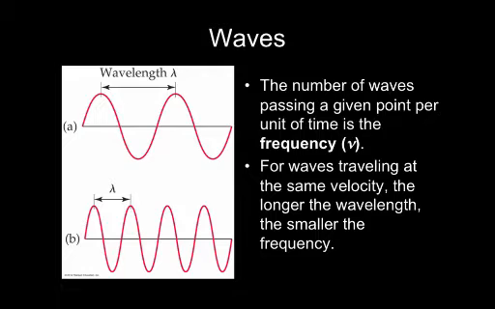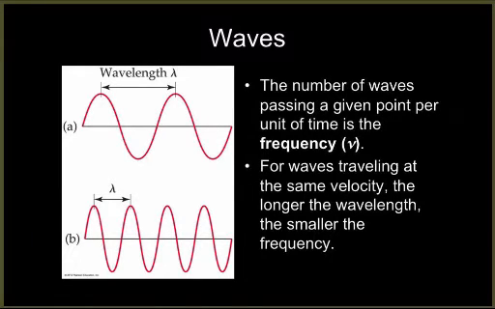The other way to describe a wave is to describe its frequency. The frequency is how many waves pass a point in a given unit of time, usually per second. And if you look on here, the frequency is notated with the Greek letter nu, which looks like a V. If you have waves that are traveling at the same speed, which we're going to assume at this point, all travel at the speed of light, the longer the wavelength, the smaller the frequency. So wavelength and frequency are inversely proportional. If you have a longer wave, you're going to have less pass a point in a given second. If you have a shorter wave, you're going to have more pass a point in a second.